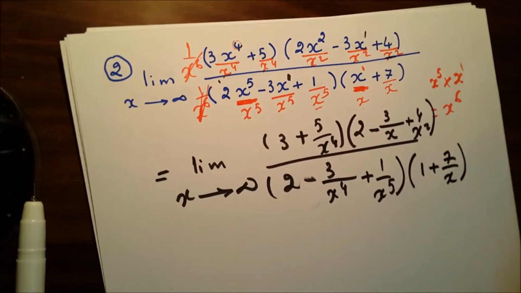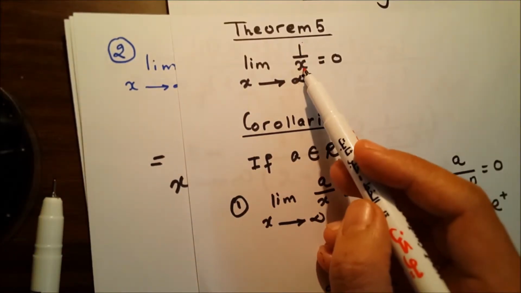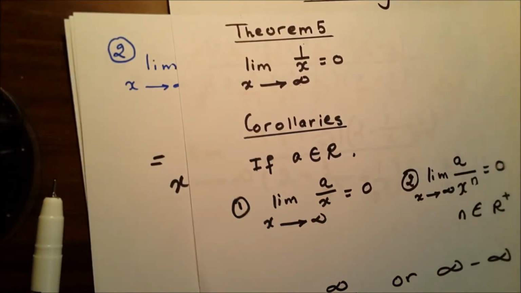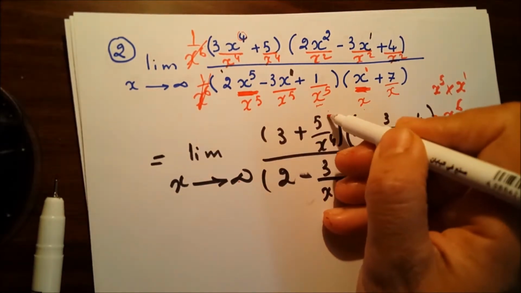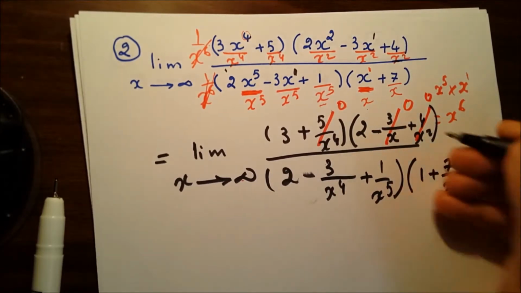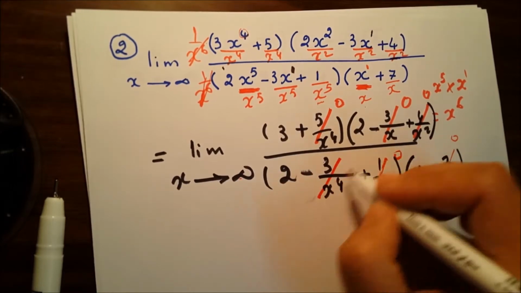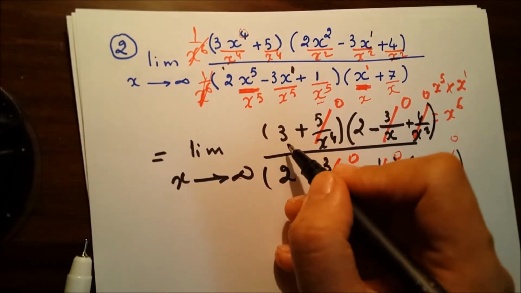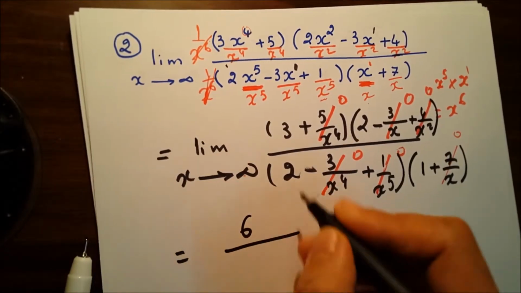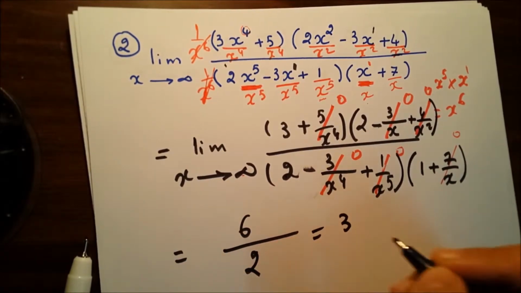Finally, by the theorem and its corollaries, limit as x tends to infinity of 1 over x is equal to 0, or limit as x tends to infinity of a number over x to be 0. So by the theorem and its corollaries, this is 0, this is 0, and this is 0. This is 0, and here 0, and here 0. Now we have 3 times 2. So 3 times 2 to be 6, and down it's 2 times 1 to be 2. So 6 over 2 to be 3.